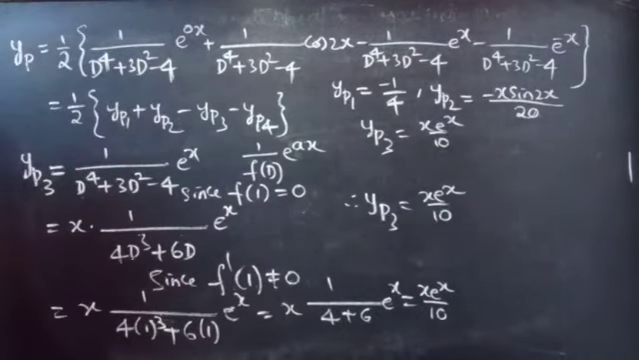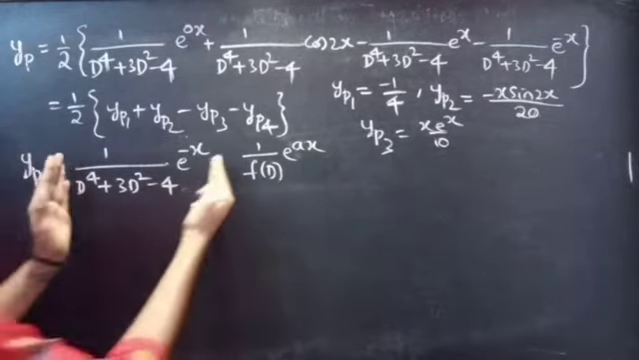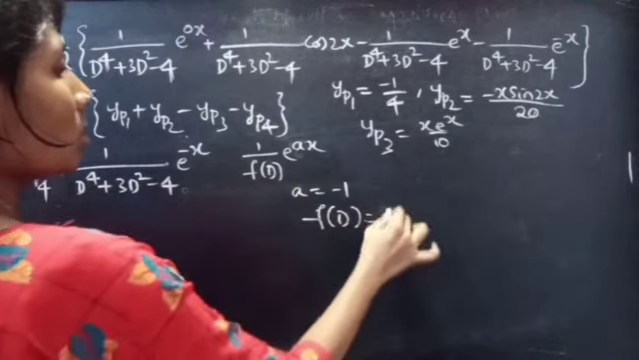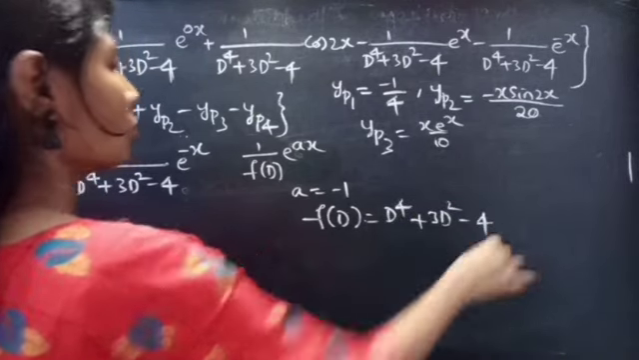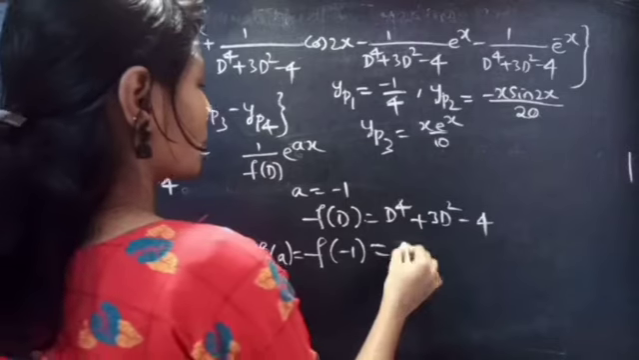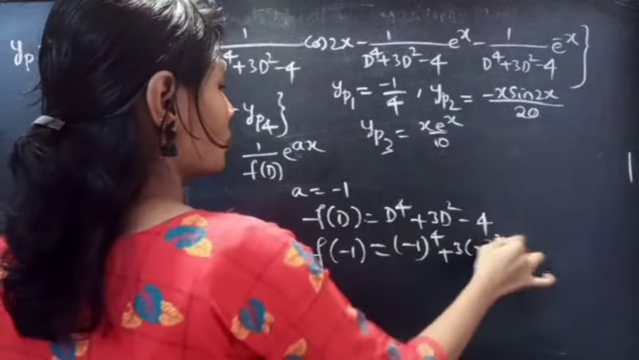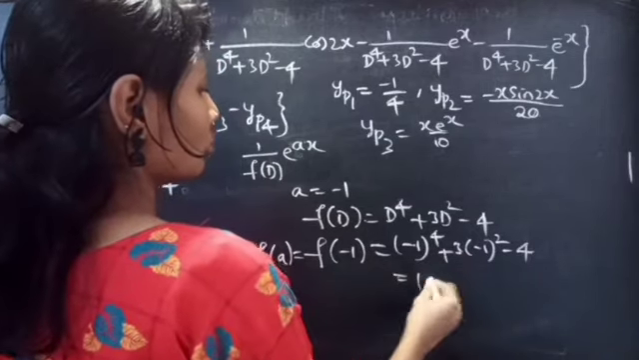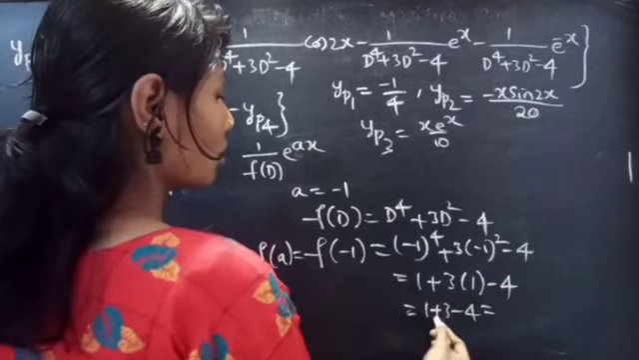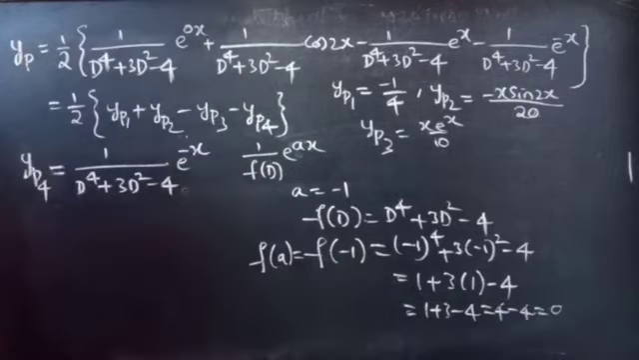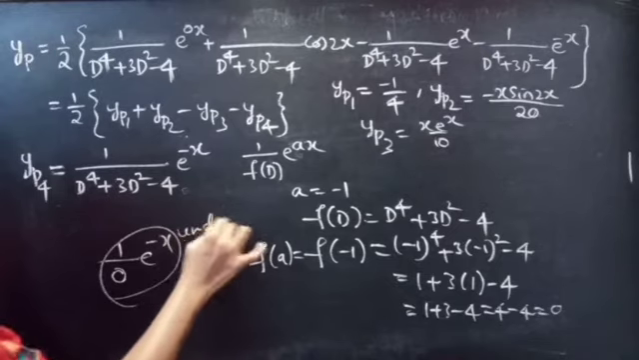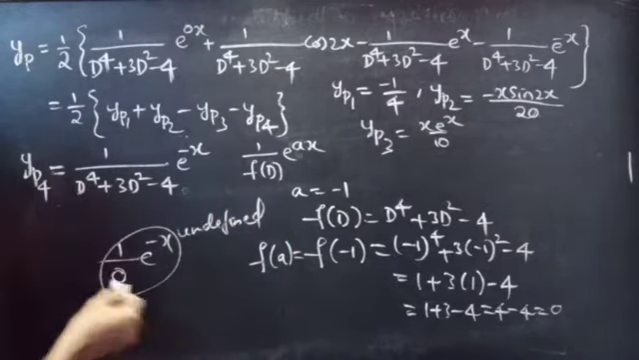Now let's find yp4. We have yp4, which is of 1 by f(D) into e^(ax) form for a equals −1. We have f(D) = D⁴ + 3D² − 4. Now let's find f(−1), or simply f(a) for a equals −1. We'll get f(−1) = (−1)⁴ + 3 into (−1)² − 4 = 1 + 3 − 4 = 0. So if we replace D by −1, we'll get something like this, right? Which is undefined, since 1 by 0 is undefined.